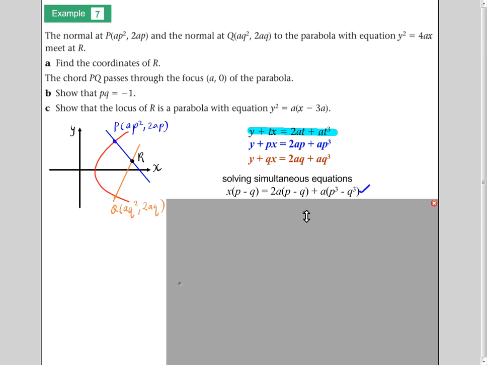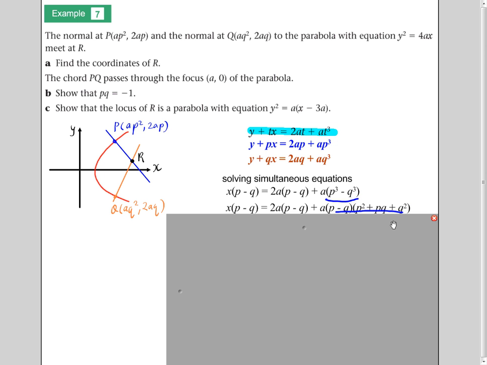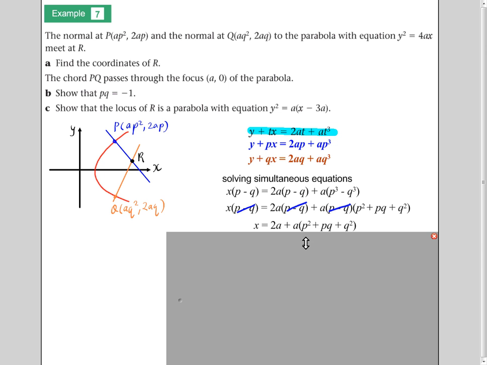I now want to try to simplify this value of x. I can factorize p cubed minus q cubed. That is the same as p minus q multiplied by this whole thing here. So I end up with p minus q, which can be cancelled off there, and there. Simplifying the calculation, I get the coordinate value for x.